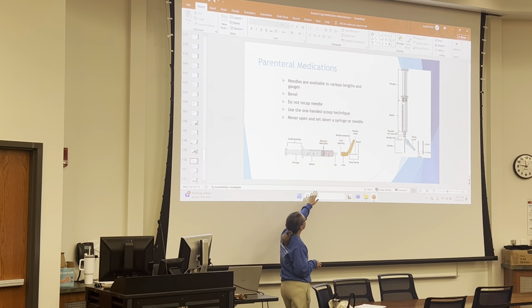And then you have the tip here, and then the hub of the needle, so that's where it would come apart, or you would connect it back. Not all of them come apart like this, but a lot of them do.